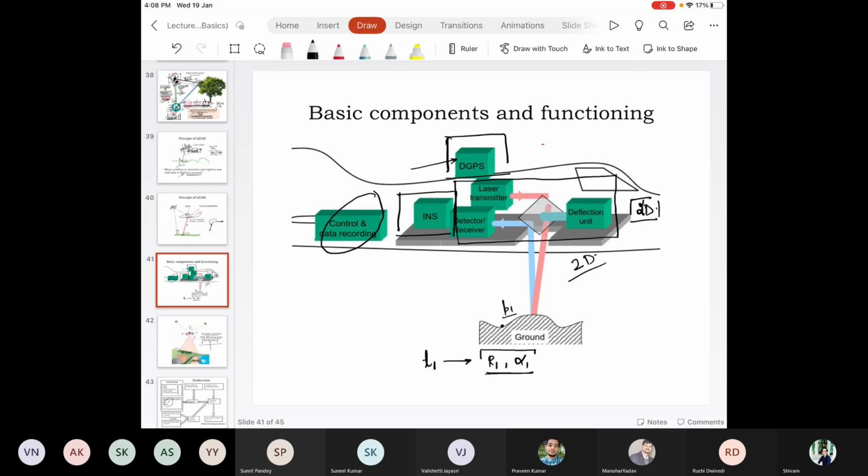So the meaning of 2D is that it just fires the laser beam in one plane. If we define the plane, the laser beam is fired in only one plane. So if it is fired in only one plane, what do we measure?